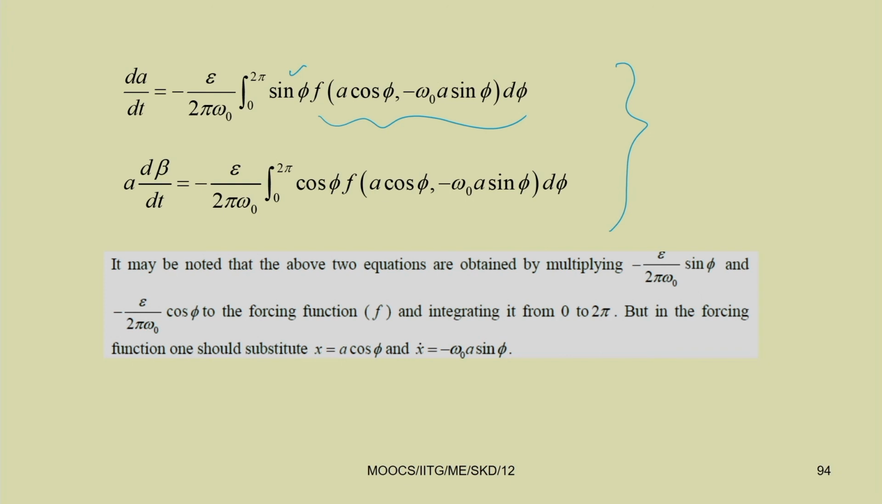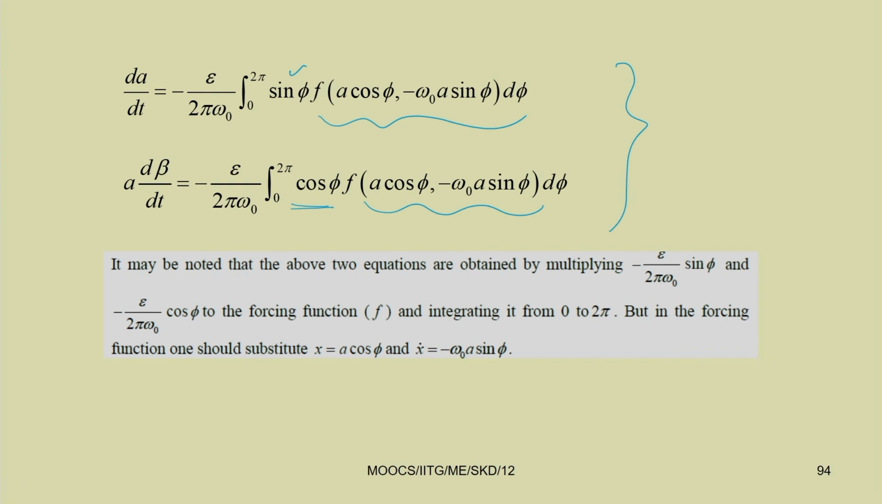Similarly, a d beta by dt equal to minus epsilon by 2 pi omega 0, integration 0 to 2 pi. So, this function is multiplied by cos phi. So, for beta, cos phi is multiplied, for a the sin phi is multiplied, and overall in both the cases minus epsilon by 2 pi omega 0 is multiplied to get the equation. So, these are the reduced equations obtained by using this Krylov-Bogoliubov method.